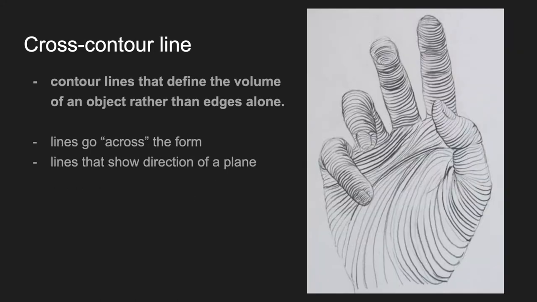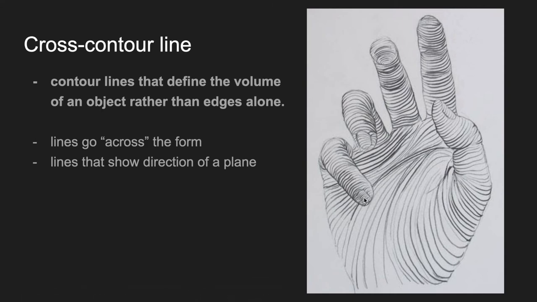Another technique we can use in this unit is cross-contour line, and this is a really helpful way to think about the direction of different planes. Cross-contour lines are like contour lines which define the edge, but rather than just defining the outside edge of the hand, for example, there are lines going across it. So you can imagine just by the directions of these lines and the length and the curvature how this hand would feel if you touched it.